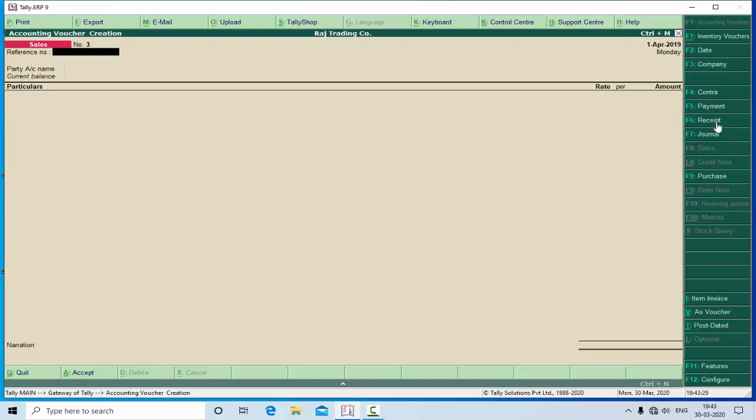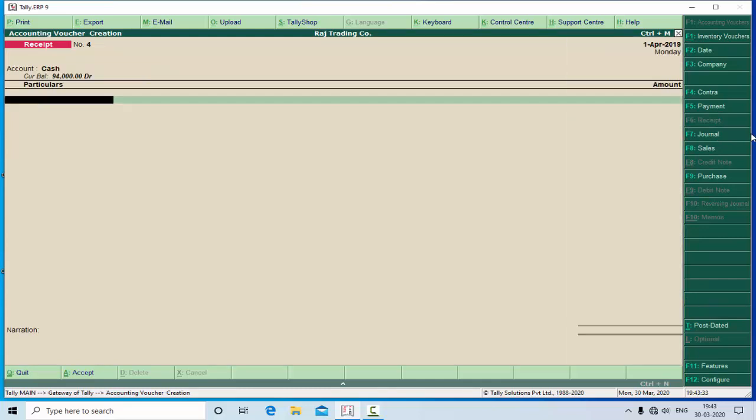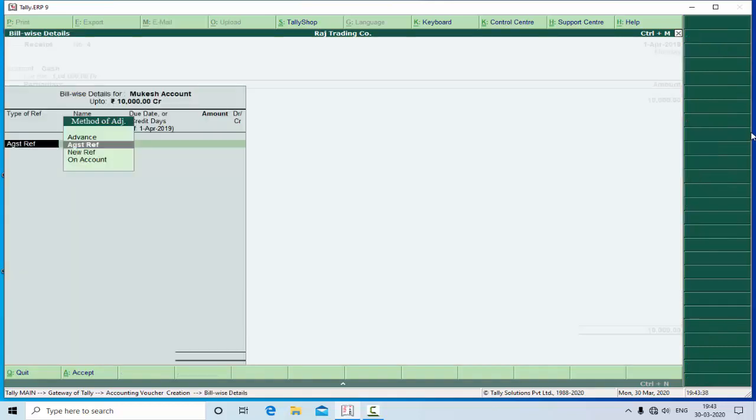So first we will record the entry in the receipt voucher. Record here cash account will be debit and Mukesh account will be credit, amount 10,000. One thing to remember: when the payment is received from a customer to whom goods were sold, and the bill-wise detail opens, select adjust reference. When goods are sold or purchased, select new reference. But after selling the goods, when the payment is received, select adjust reference.